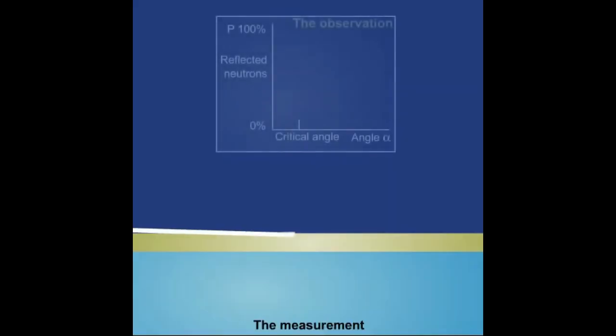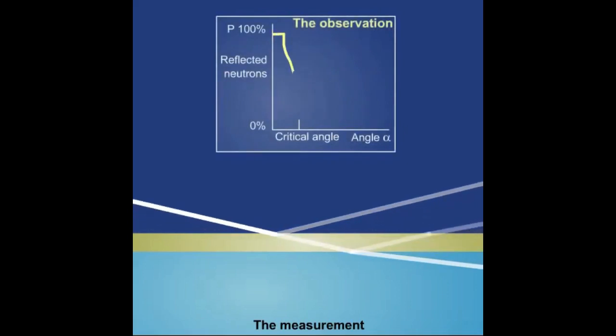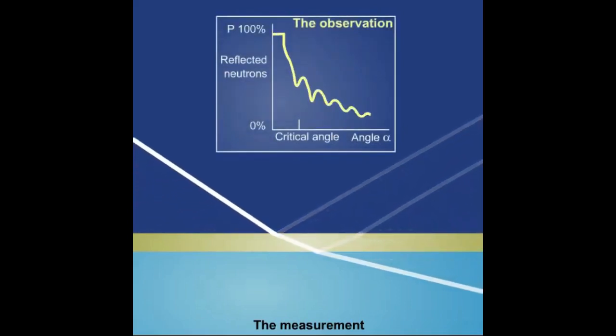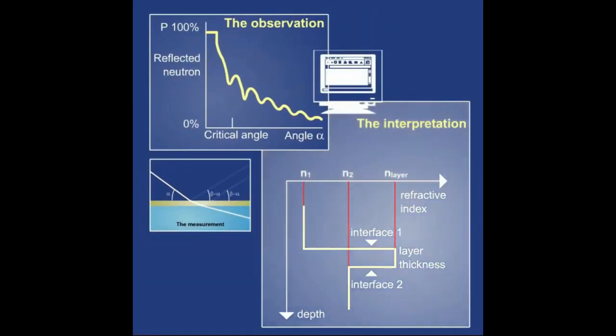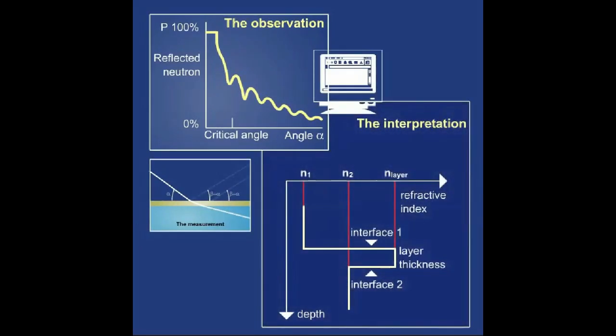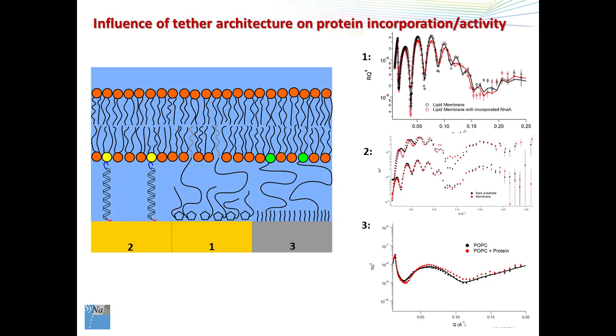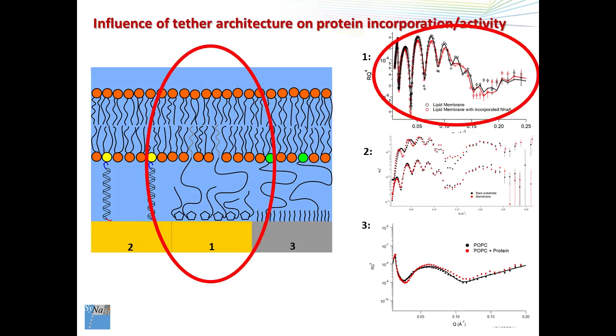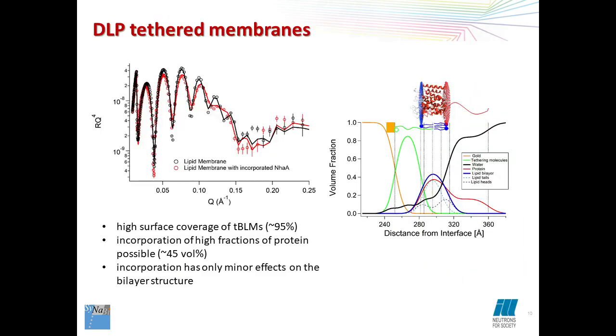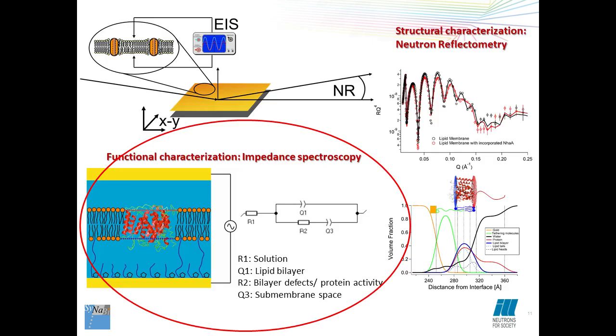In neutron reflectometry, the intensity of a neutron beam reflected from a planar surface is detected for different angles. By finding an appropriate model, the average molecular composition perpendicular to this surface can be determined with sub-nanometer resolution. I performed reflectometry experiments on the three different tether systems. The main work went into a polyethylene glycol tether system connected to a gold surface. With this system, we are able to produce highly covering membranes and incorporated large fractions of around 40% protein without destroying the bilayer structure.